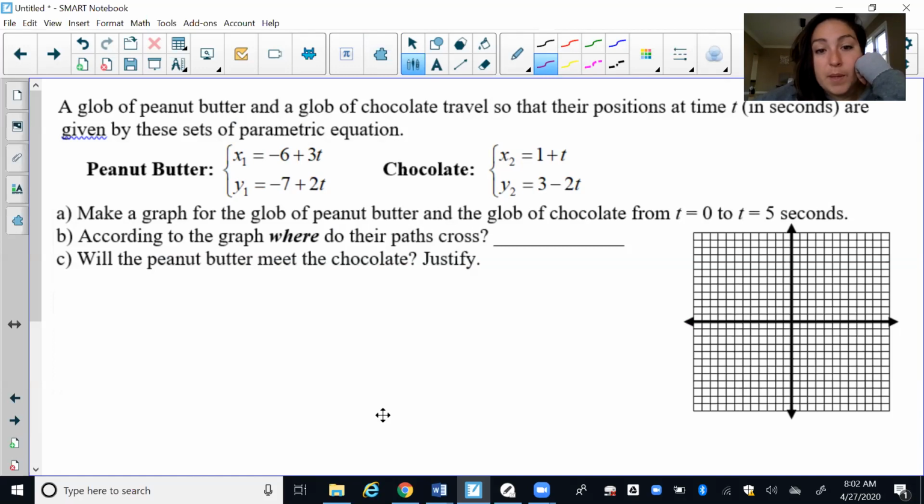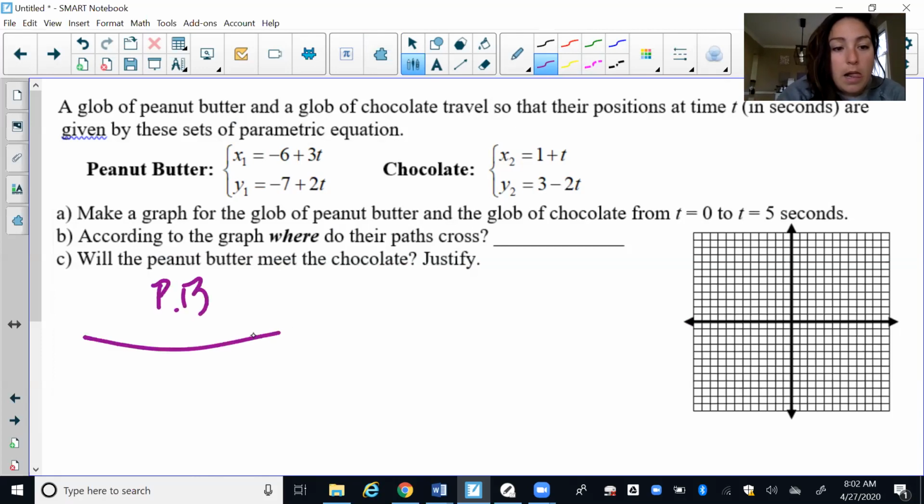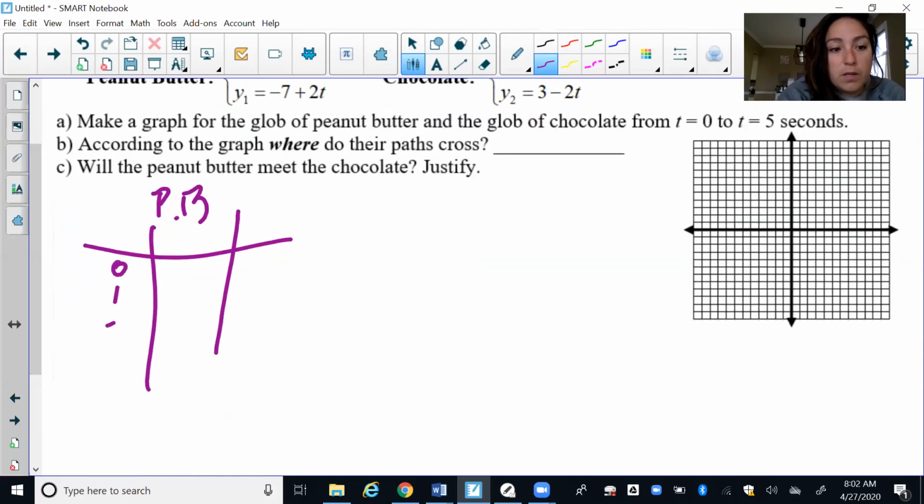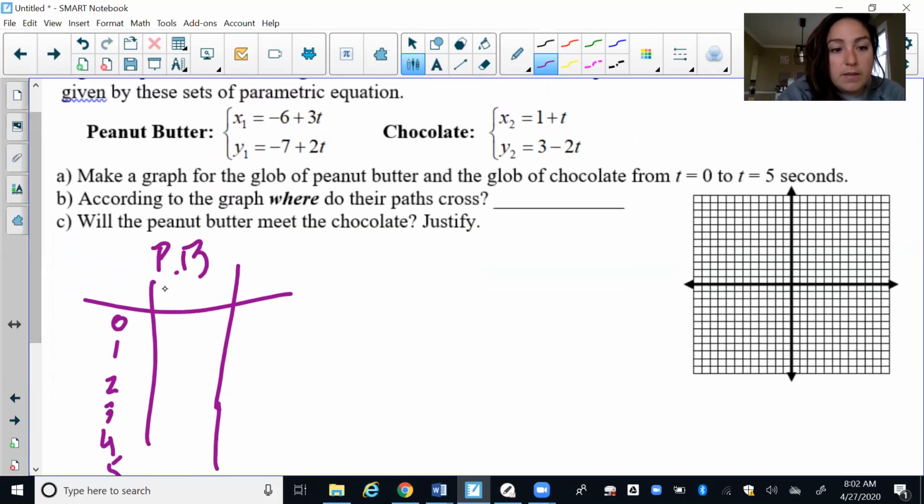Make a graph for the glob of peanut butter and the glob of chocolate from t equals 0 to t equals 5. A lot of you asked how to graph a parametric equation. Dude, how do you graph anything? Table of values, right? So for the peanut butter, which I will do in purple, we want time equals 0 to 5: 0, 1, 2, 3, 4, 5. The x equation is -6 plus 30t, and our y equation is -7 plus 2t.